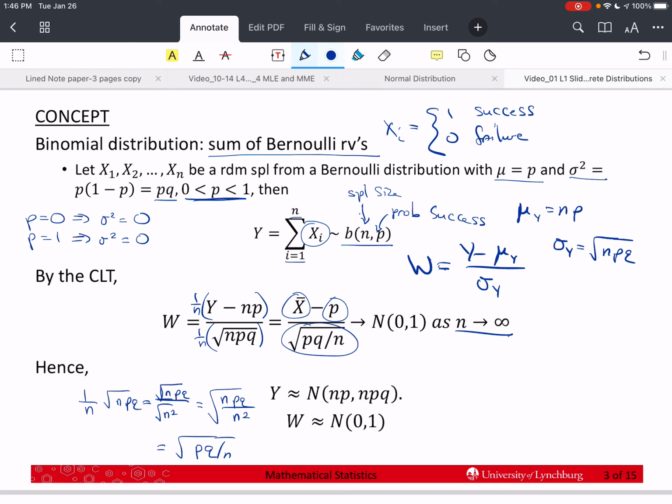And so as n gets very, very large, the distribution of w approaches the standard normal. Now, for large enough n, y is approximately a normal distribution with mean np and variance npq. And w is approximately a standard normal distribution. That's the idea. Now, this is again for large enough n, whatever that is.